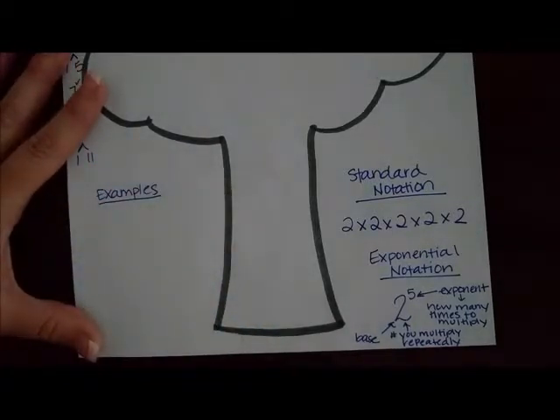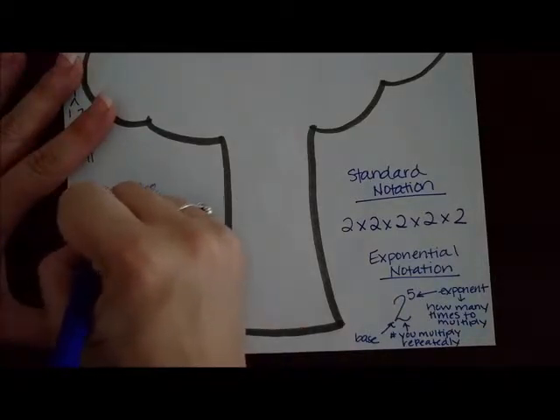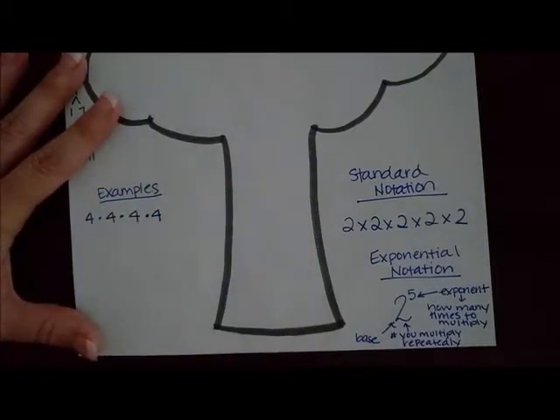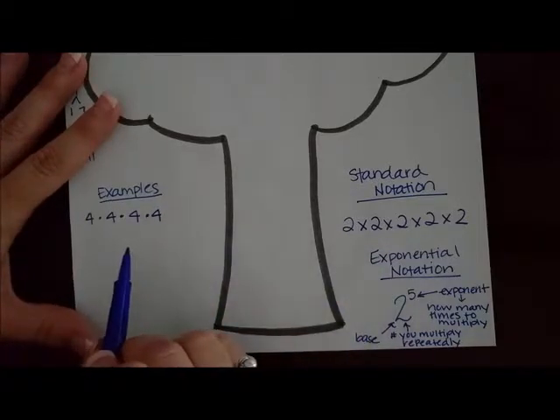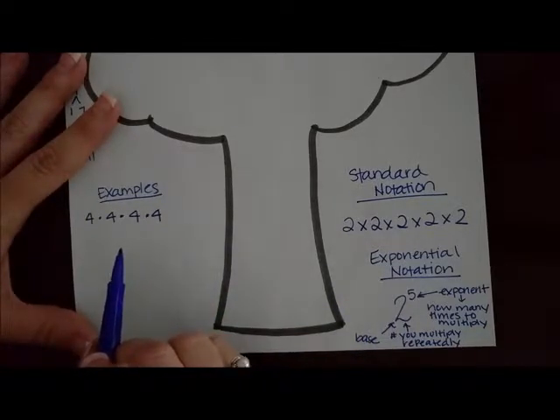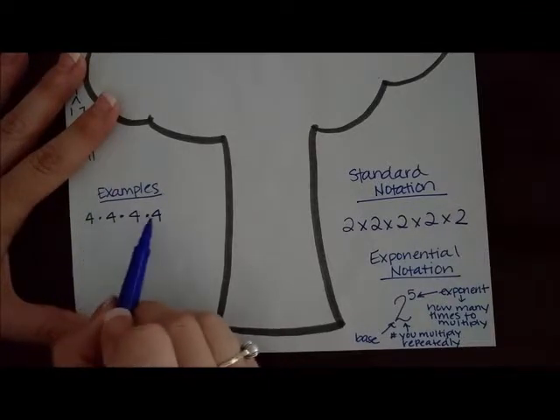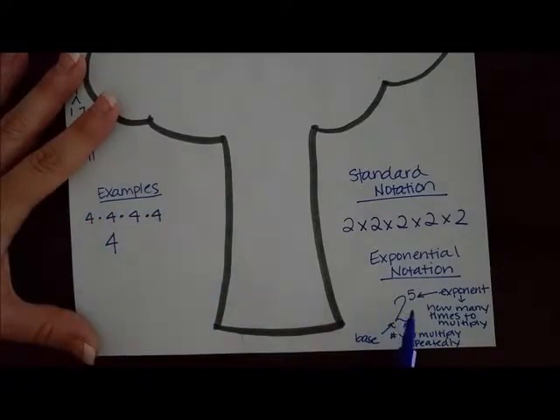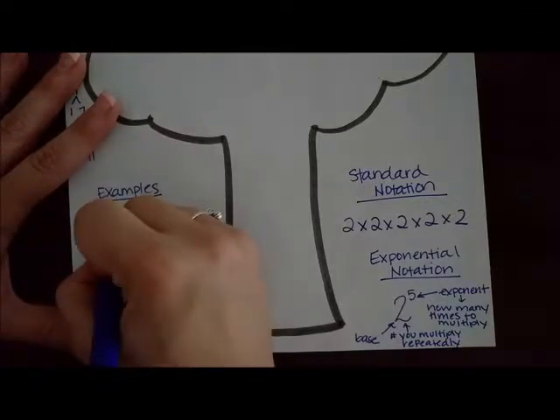Here's some examples. If I gave you 4 times 4 times 4 times 4, that's your standard notation. I want you to write it in exponential notation. So you need a base and an exponent. Remember, your base or your big number is what you are multiplying over and over. So what are you multiplying? 4. Your exponent or your little number is how many times you multiplied it. So 1, 2, 3, 4. 4 to the 4th.